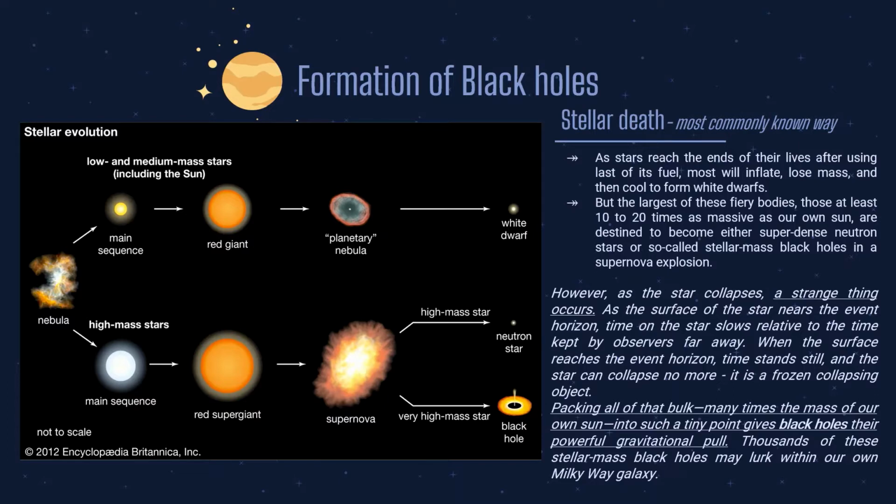However, as the star collapses, a strange thing occurs. As the surface of the star nears the event horizon, time on the star slows relative to the time kept by observers far away. When the surface reaches the event horizon, time stands still and the star can collapse no more. It is a frozen, collapsing object. Packing all of that bulk, many times the mass of our own sun, into such a tiny point gives black holes their powerful gravitational pull. Thousands of these stellar mass black holes may lurk within our own Milky Way galaxy.